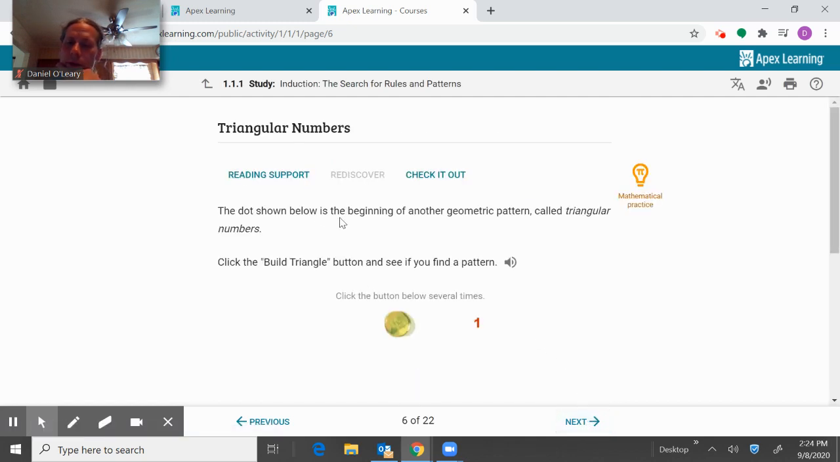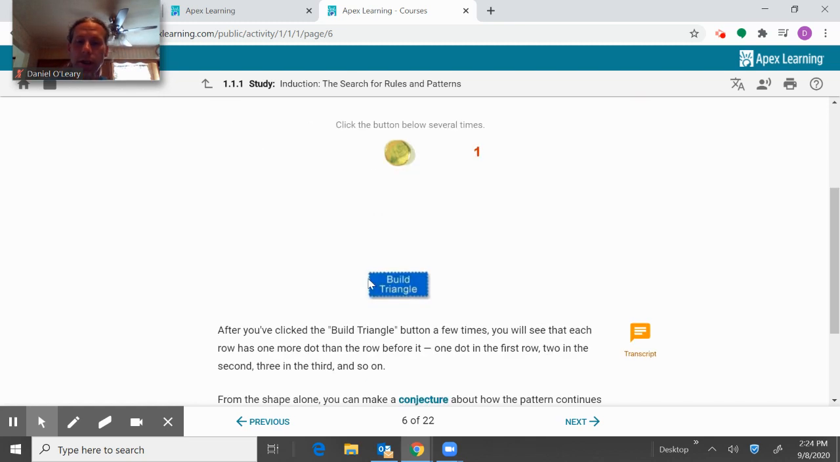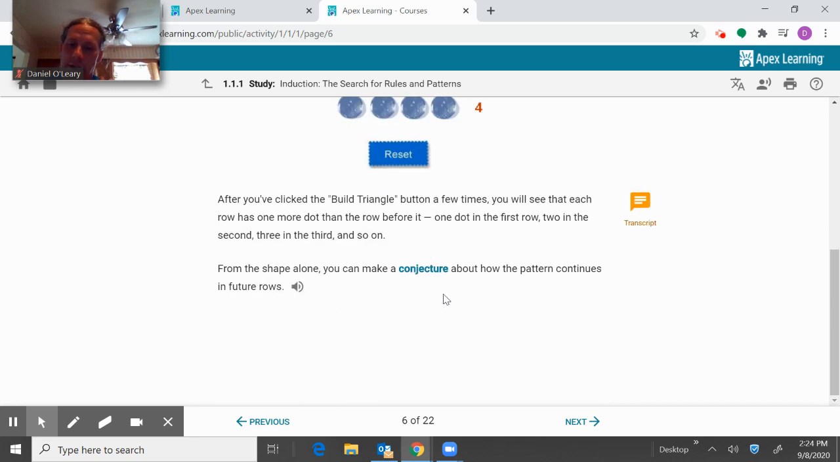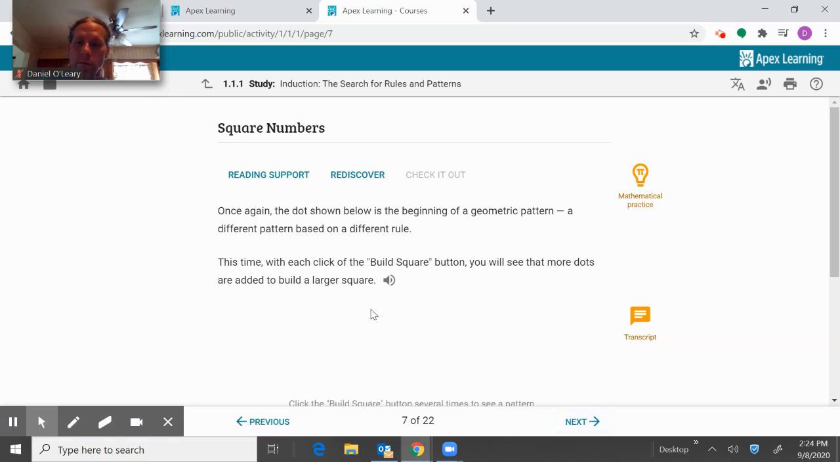All right, the dot below is the beginning of another geometric pattern called triangular numbers. Click the build a triangle button and see if you can find a pattern. As you click this, it asks if you can see a pattern. I'm sure you can.